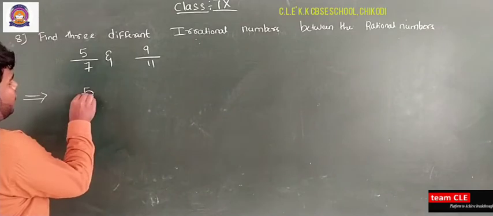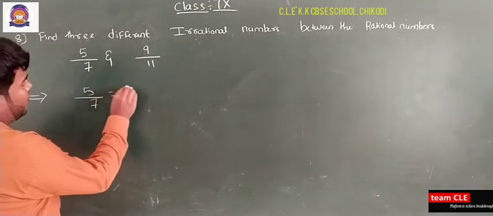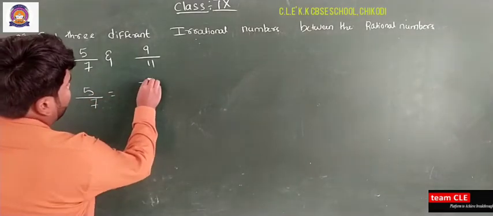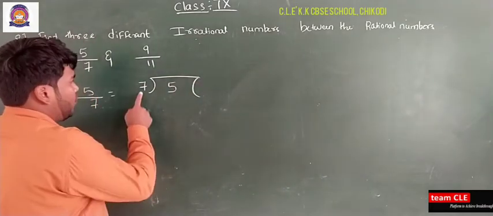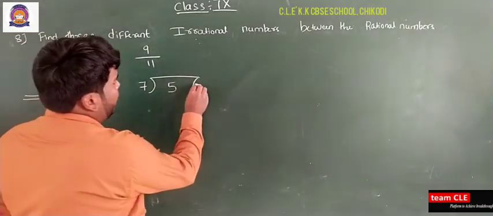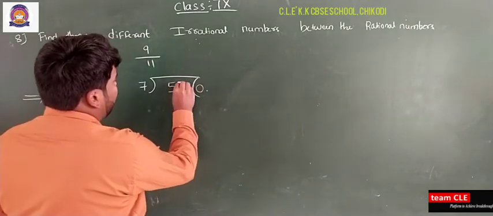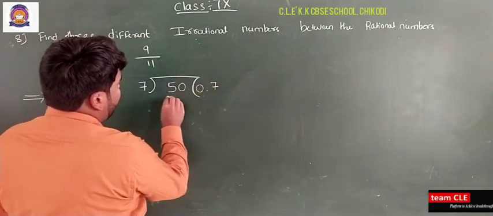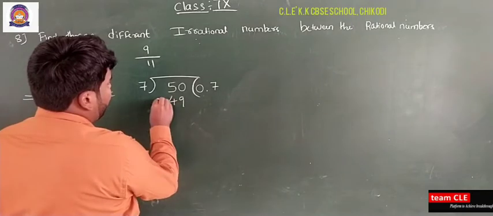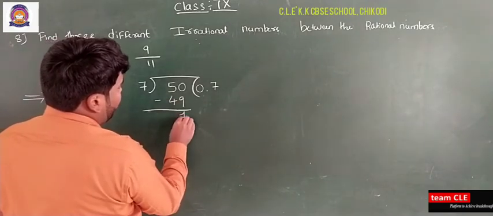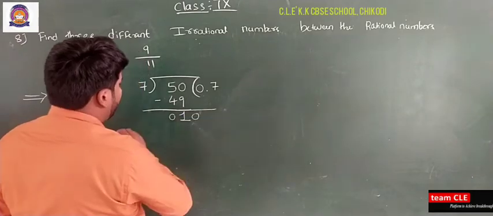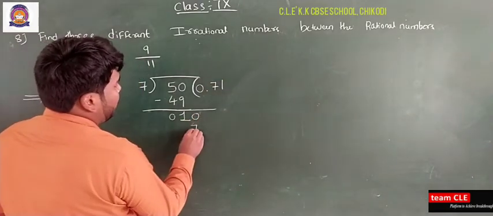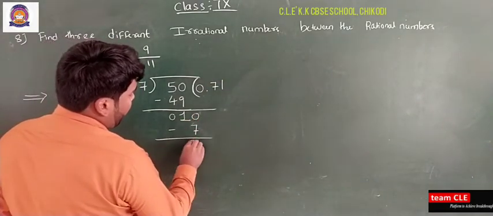This first one I am going to solve, that is 5 by 7. So see here, 7 I take outside, and 5 again inside the bracket. Take the decimal point, increase by 1 zero. 7 7s are 49. So 50 minus 49 is 1, which is 0 1. Again increase by 1 zero. 7 1s are 7. So 10 minus 7 you get 3.